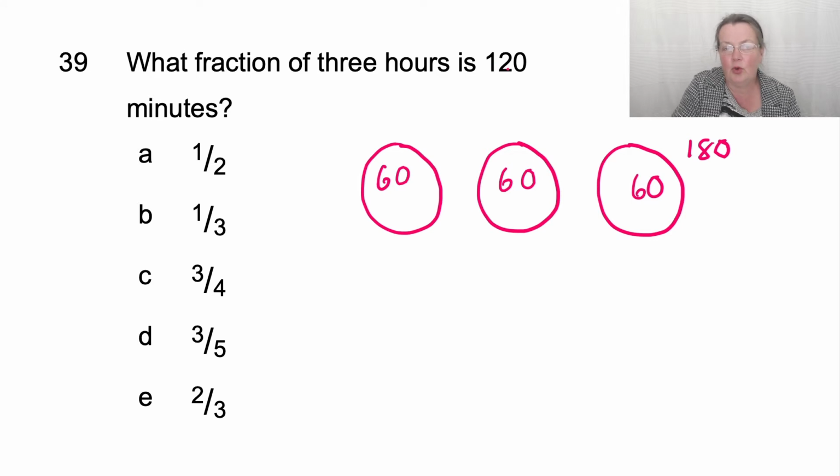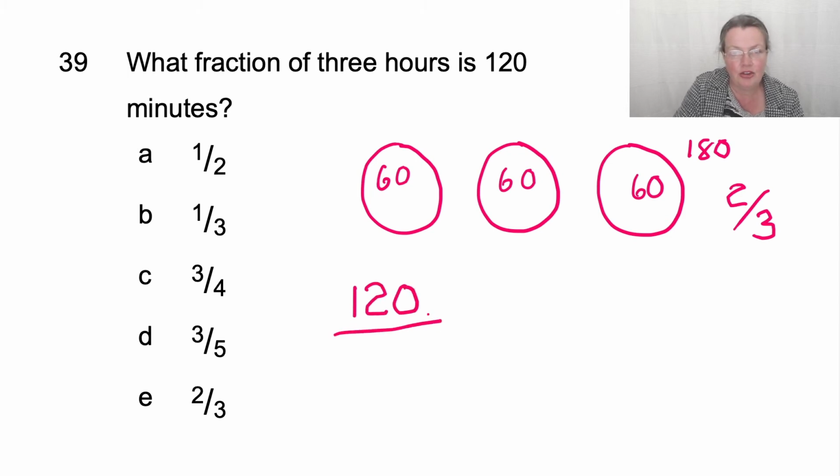And what fraction of that is 120? 60, 120. So it is 2 out of the 3. Or if you prefer, you can say what fraction of 3 hours is 120 minutes. You've got 120 minutes. And how many in 3 hours? 180, because we just did that, didn't we? So it's 60 plus 60 is 120 plus 60 is 180.